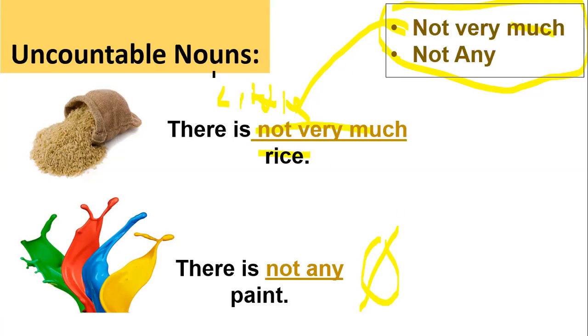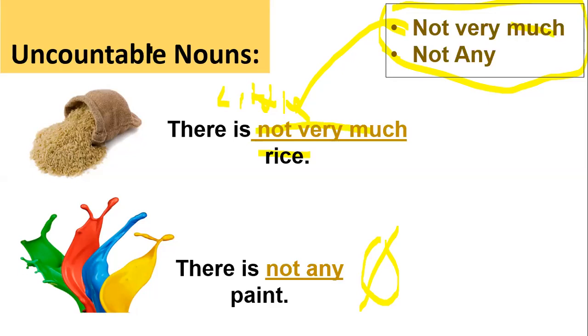There is not very much cereal. Okay, yes, very good. There is not very much milk. Okay, yes, pretty good. Anyone else? So remember, there is not very much tuna. Okay, yes. Tuna. Good.